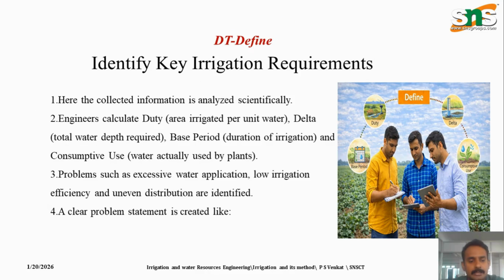The next stage of design thinking is define. In the define stage, all collected information is analyzed scientifically. Engineers calculate the duty, that is the area irrigated per unit discharge. Next is delta, the total depth of water required, and the base period, the total duration of irrigation, and also the consumptive use of crops, that is the actual water used by the crop. Problems such as over irrigation, low efficiency and water wastage are clearly identified and a precise problem statement is formed.